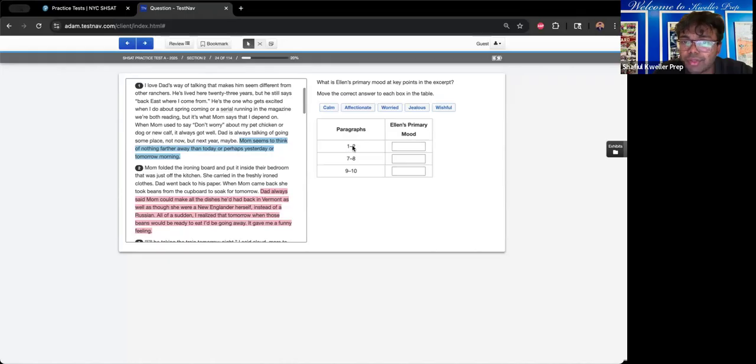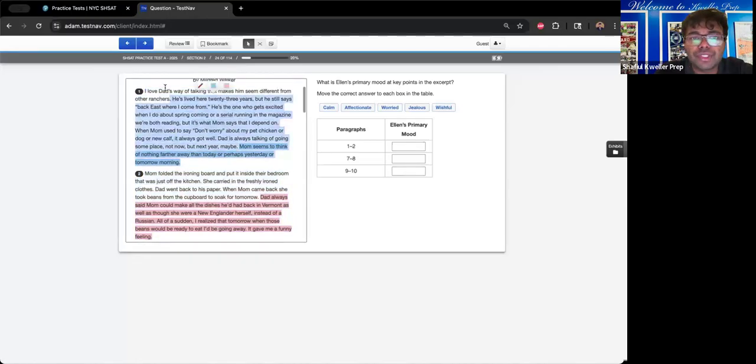Okay, so the idea here is you don't want to look at a single paragraph. You want to see the idea throughout the entire paragraph. Looking at 1 and 2, she talks a lot about the quirks of her parents, right? And how she's so familiar with these things. That's talked about for most of this paragraph. If you look at what I highlighted in blue, this whole part is her talking nicely about her parents. "I love Dad's way of talking," and then he gets excited, but it's what mom says that I depend on. So we see how she really appreciates her parents.